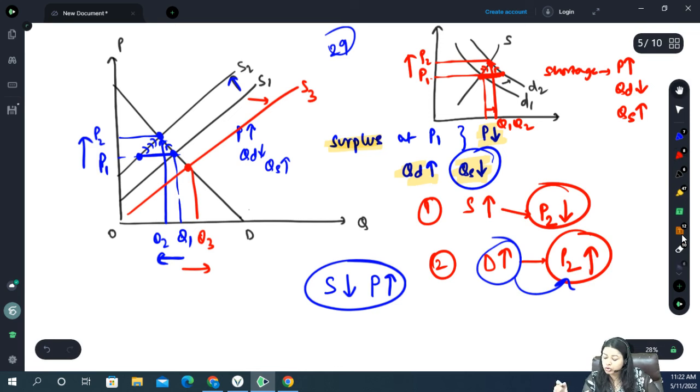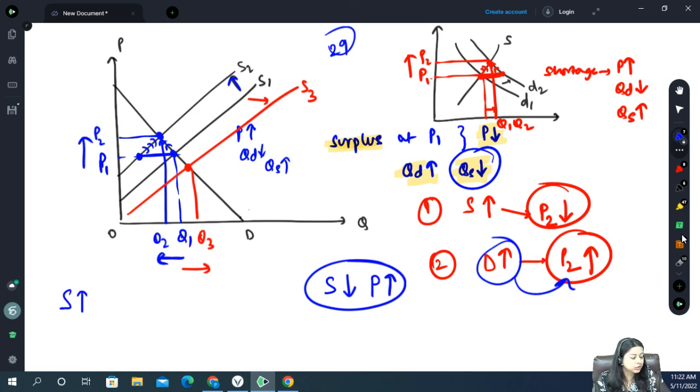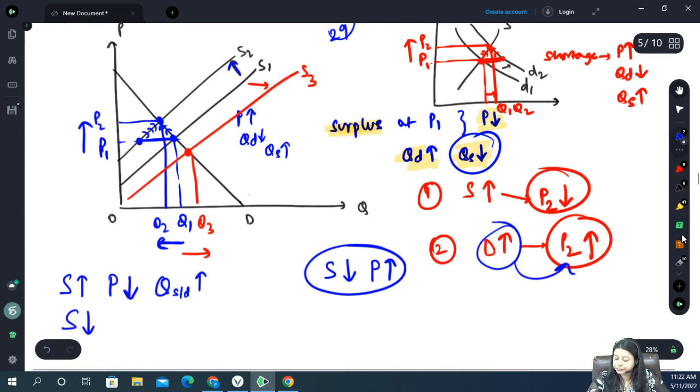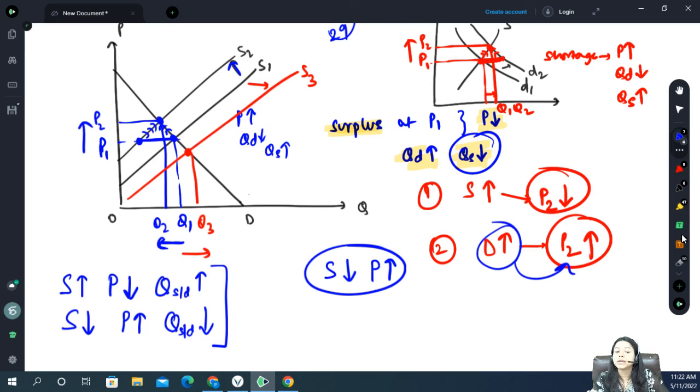So what we conclude when we talk about supply: if supply increases, which means the supply curve shifts towards the right, final price will fall, and quantity supplied or demanded will increase, obviously, because supply is increasing and new players are coming in. If supply decreases, price will increase and quantity supplied or demanded will also decrease. This is when there is only a change in supply and no change in demand, meaning no shift in the demand, only movement along the demand curve. Is this fine? If it is fine, please write a yes. And also I want all of you to write this down in your compiler.